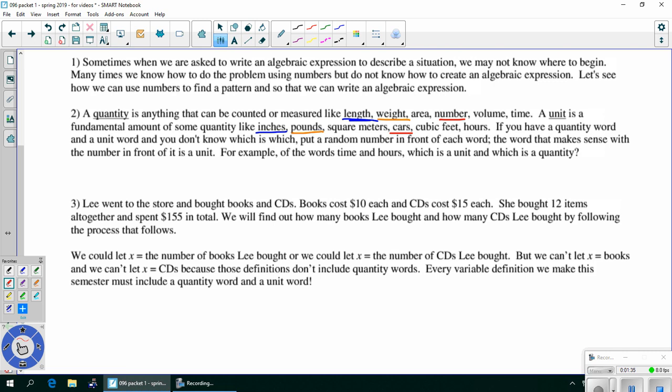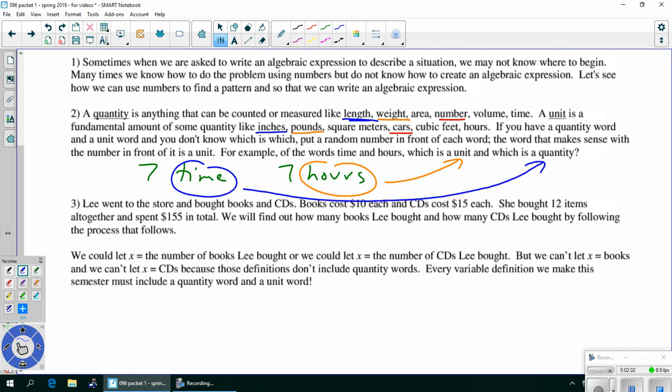For example, of the words time and hours, which is a unit and which is a quantity? So the suggestion here is that you put a number in front of both words. I'll make up the number 7. 7 time, 7 hours. The one of those phrases that makes sense is the one that contains a unit word. So which one of these is a unit? It's hours. Hours is a unit, and that means by default time is a quantity word. So just a really quick way to tell which is which if you're not 100% sure.